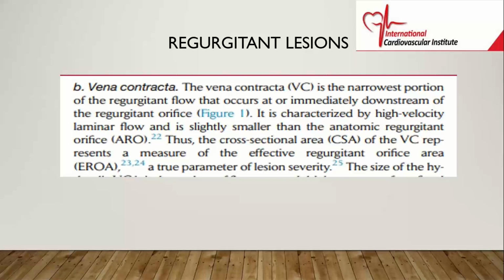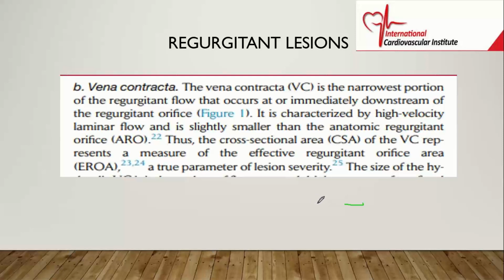And we explained what the vena contracta is before, but the vena contracta is the narrowest portion of the regurgitant flow that occurs at or immediately downstream of the regurgitant orifice. And this is what we mean: you have to have a very good understanding of the vena contracta.